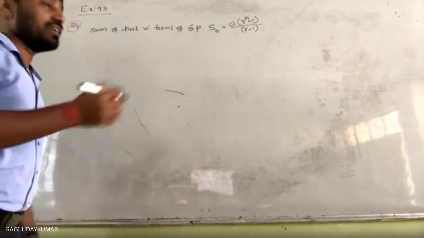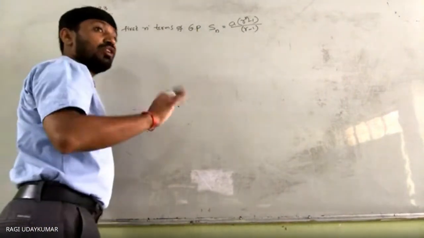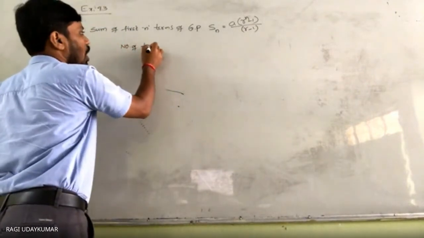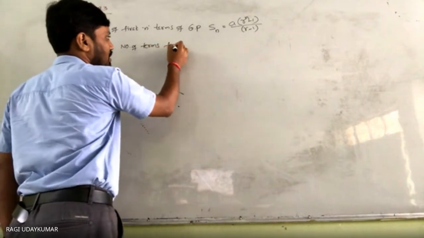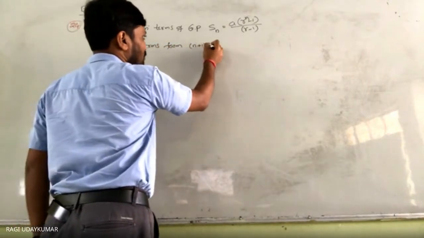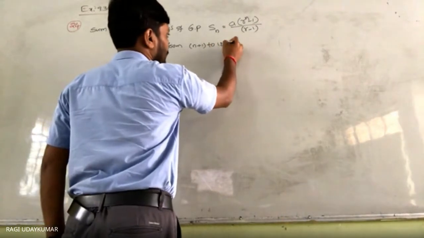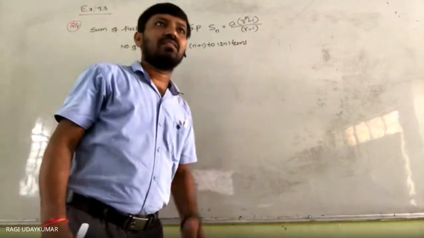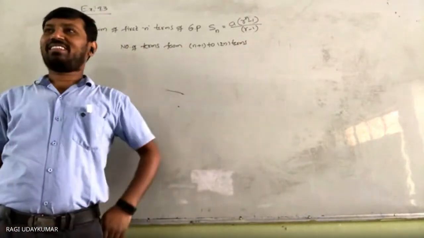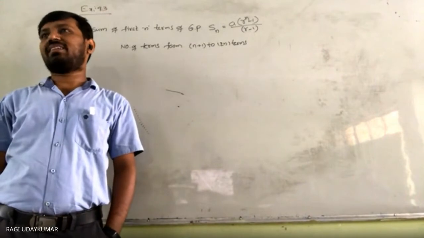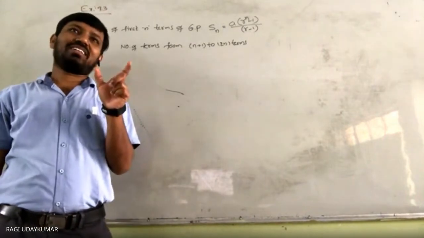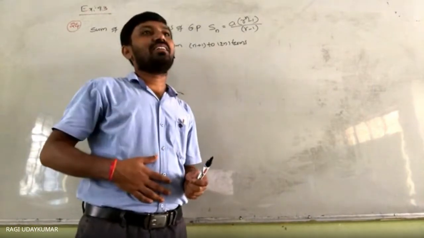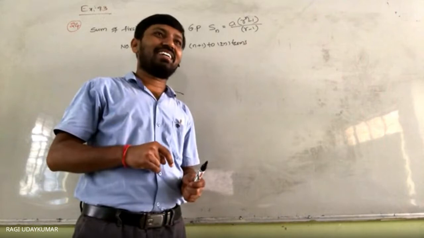And next thing is, given n terms, n plus 1 to 2n terms. So number of terms, how many terms will be the number of terms from n plus 1 to 2n terms? Total number of terms 2n. First n terms, n plus 1 to 2n how many will it be? Again n terms. Total number of terms are 2n, right?